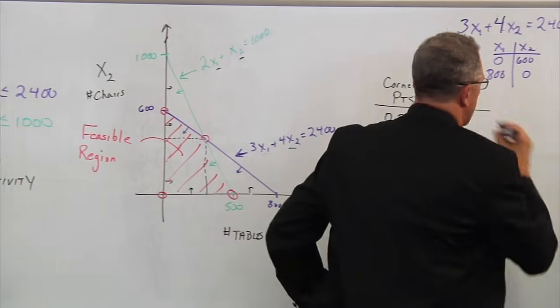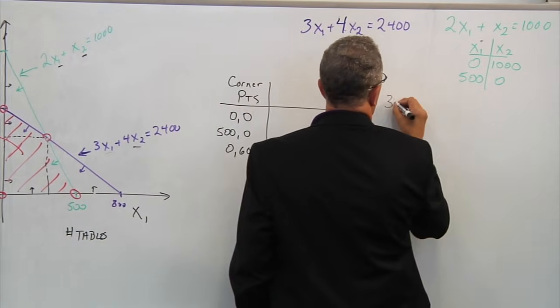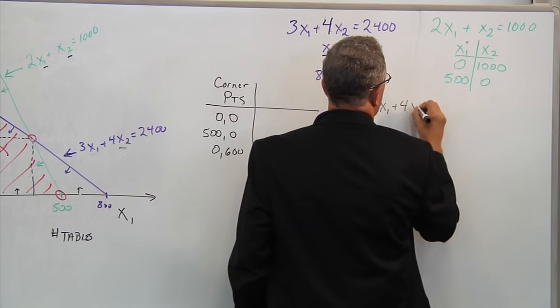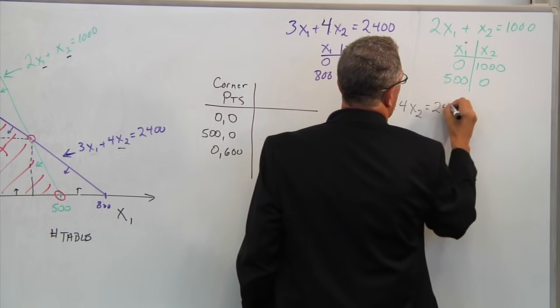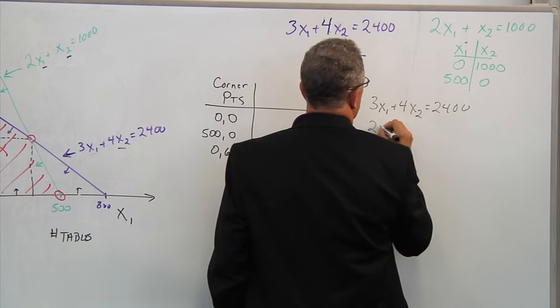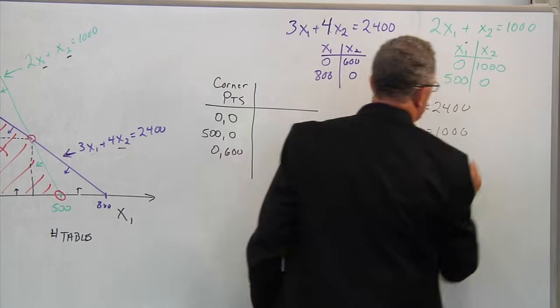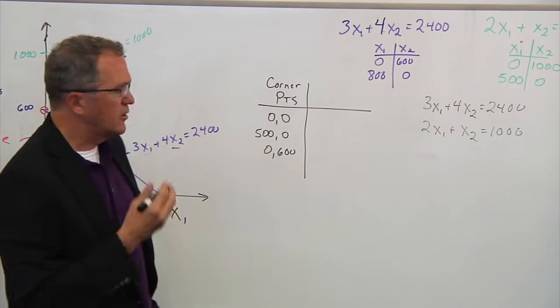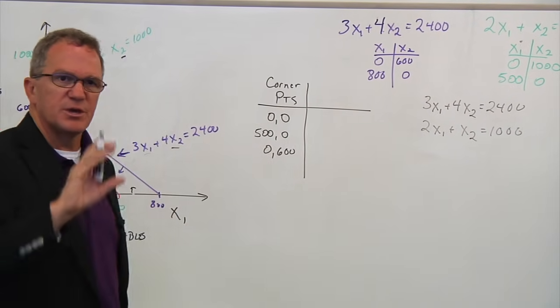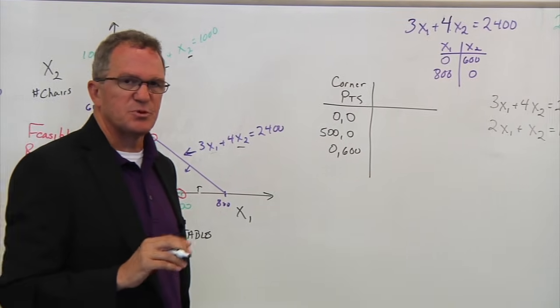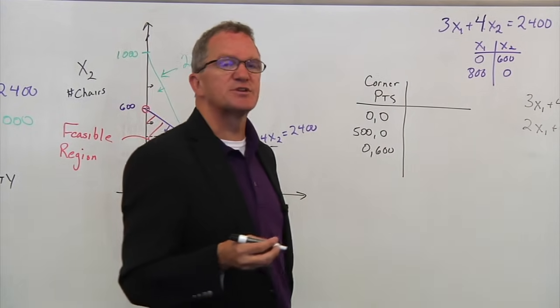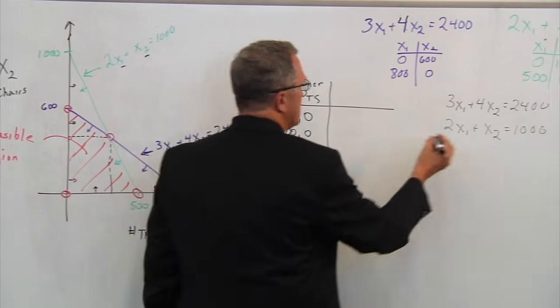So we come over here and we say, all right, 3x1 plus 4x2 equals 2400. 2x1 plus x2 equals 1000. There are different ways to do this. You can pick your favorite way, depending on how good you are at algebra. My favorite is to just simultaneously solve them by doing this.